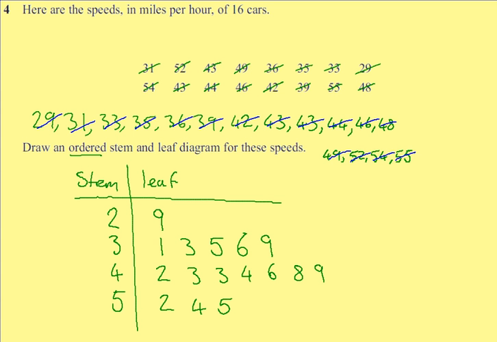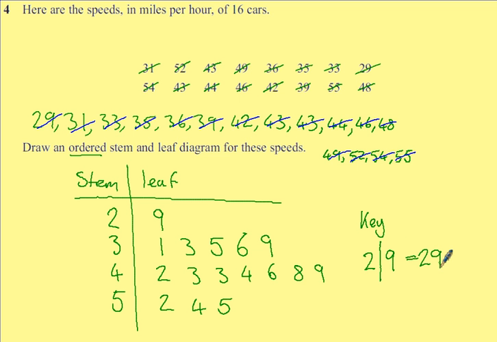And at this point I am almost finished. The last thing I must not forget is to include a key. My diagram is not completed until I've included a key, and that's just to tell everybody what we mean. And we mean that 2 line 9 means 29.